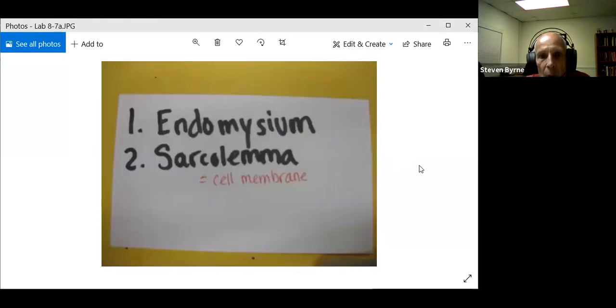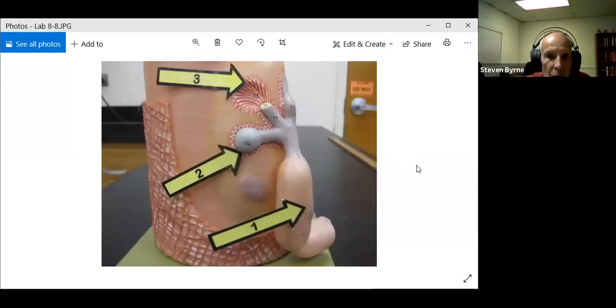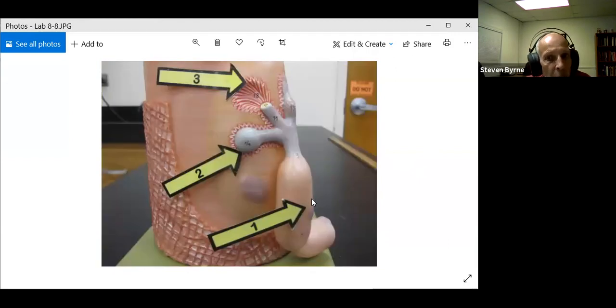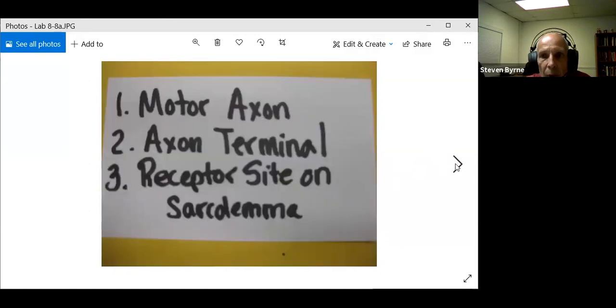Okay, so let's go this way. All right, so they're just showing you the same thing we just talked about. Let's see if we got it right. Motor neuron, axon terminal, receptor. Let me hit the next. Okay, let's go to the next.